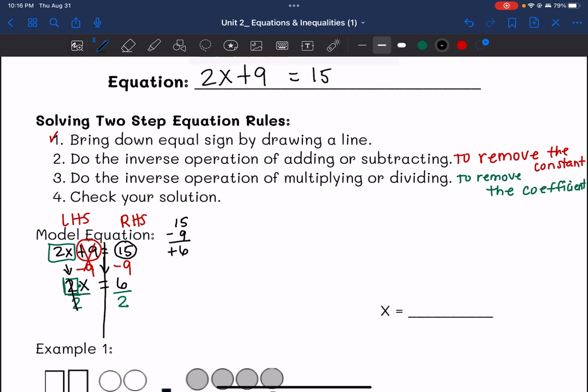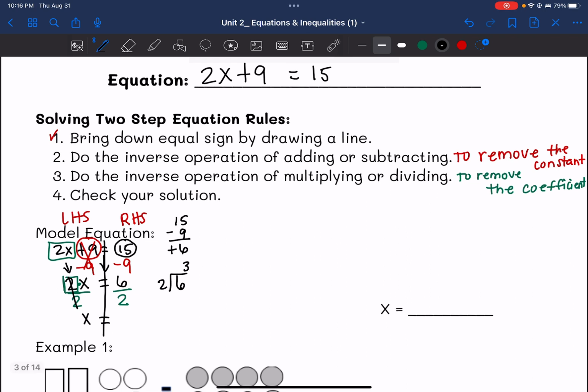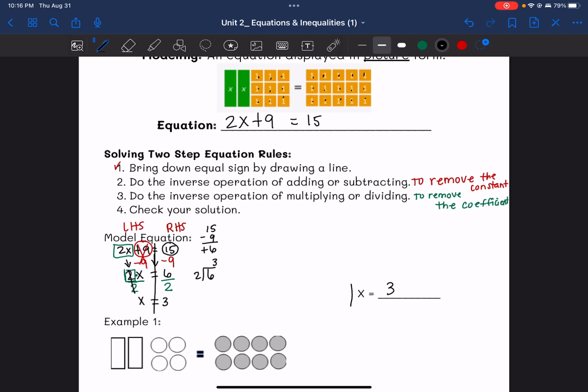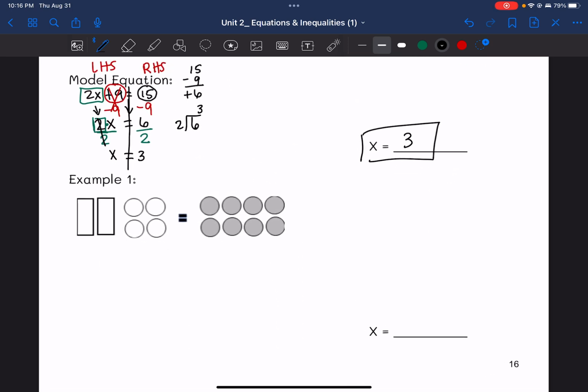It's a whole, right? So x is equal to 6 divided by 2. I know that 2 times 3 gives me 6, okay? So here, this would be 3. It would be x is equal to 3 as your answer, okay? Let's do example 1, okay? And I think I might do one more after this, okay?